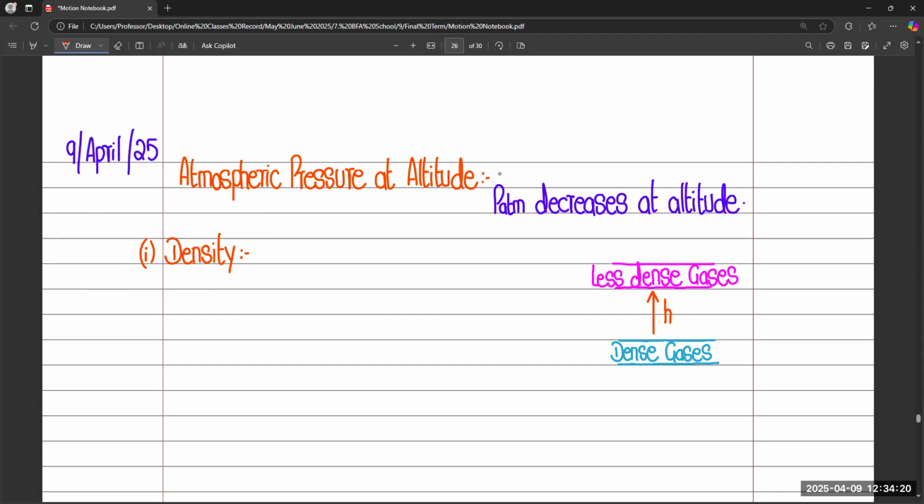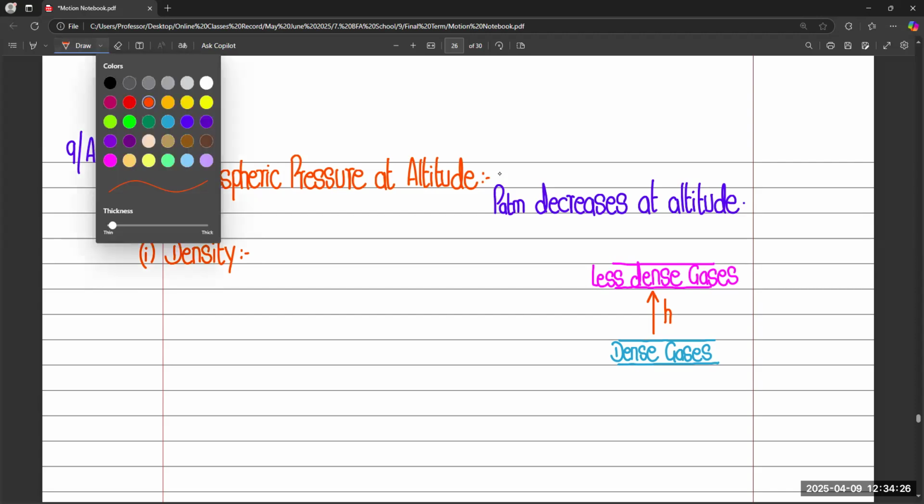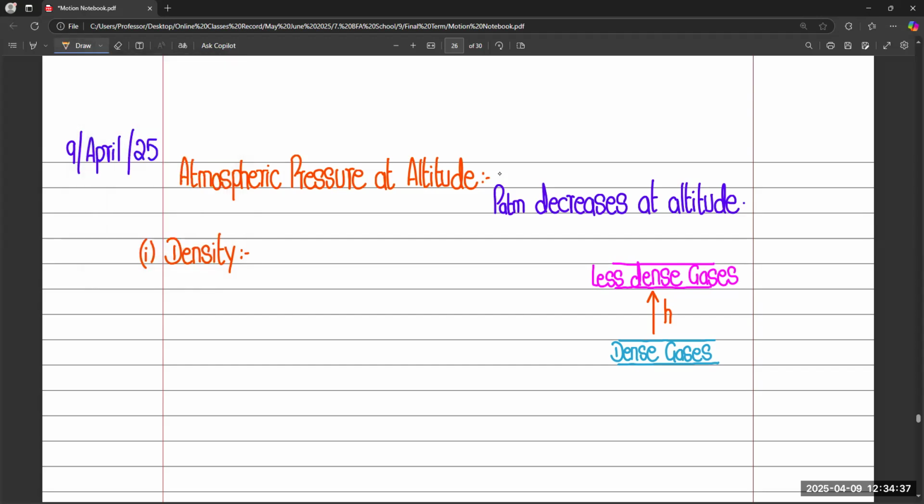So at this height, we get less dense gases, and that's why the first factor is about density. Density is for the gases, not for liquid. Right now, we are not talking about liquid. We are only working with the gases. So the first factor is the density of gases is less at altitude.